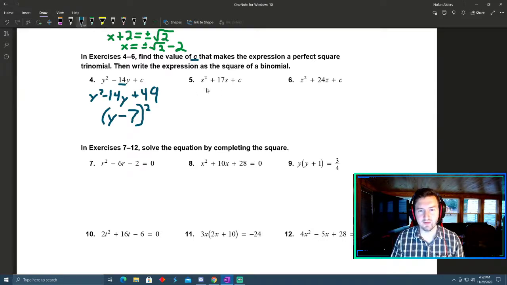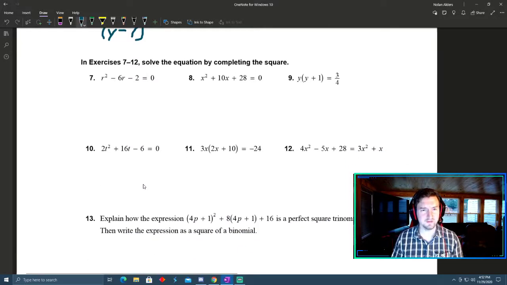And you can do the same exact thing with number 5 and number 6. 17, when you divide it by 2, it's not going to come out to be a nice number, but it's the exact same idea. All right, 24, that's going to work nicely because 24 divided by 2 is just 12. So just square that. You can figure out your c really easily.